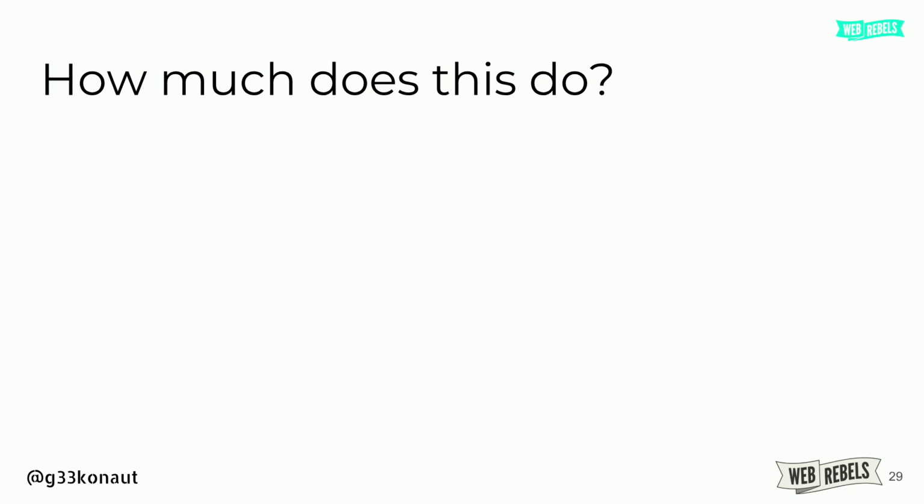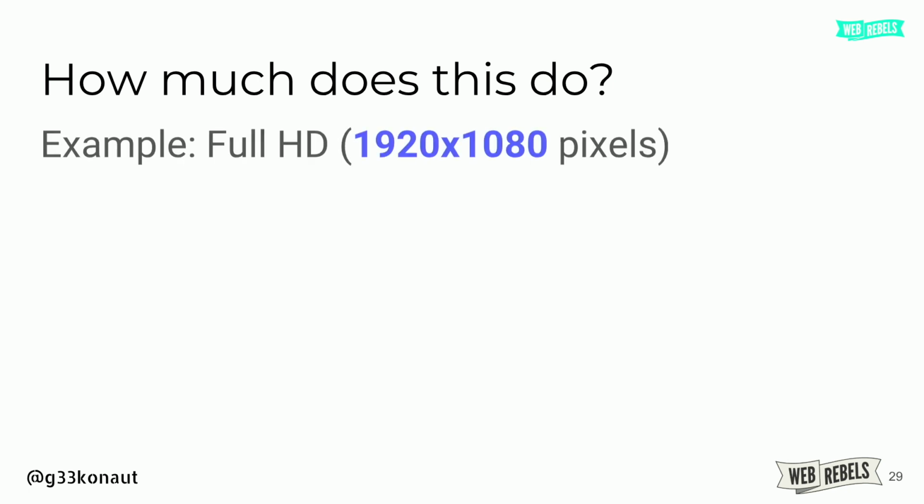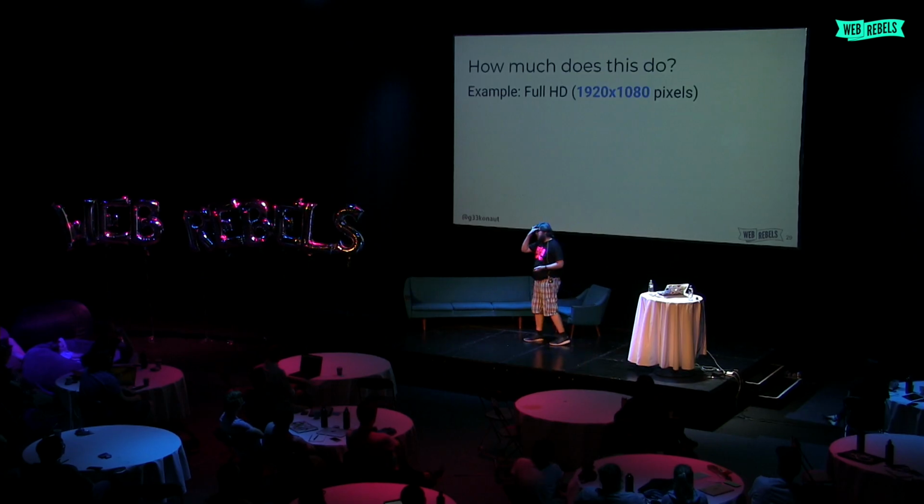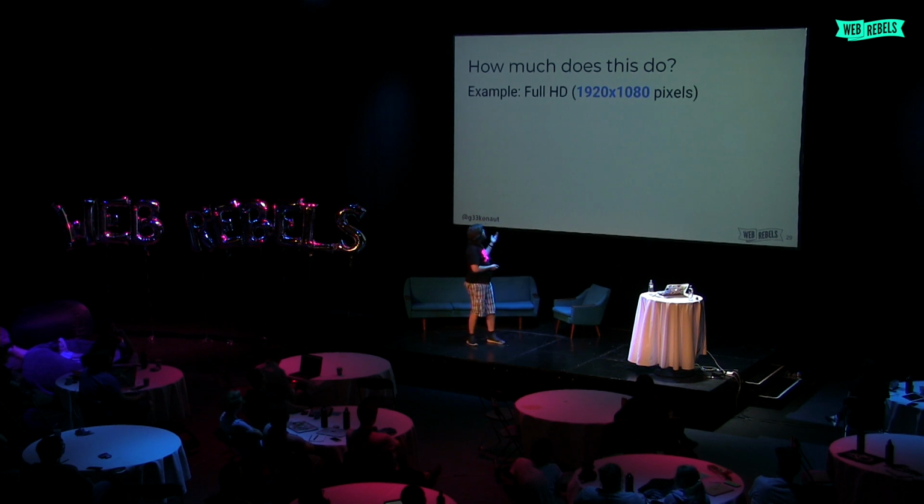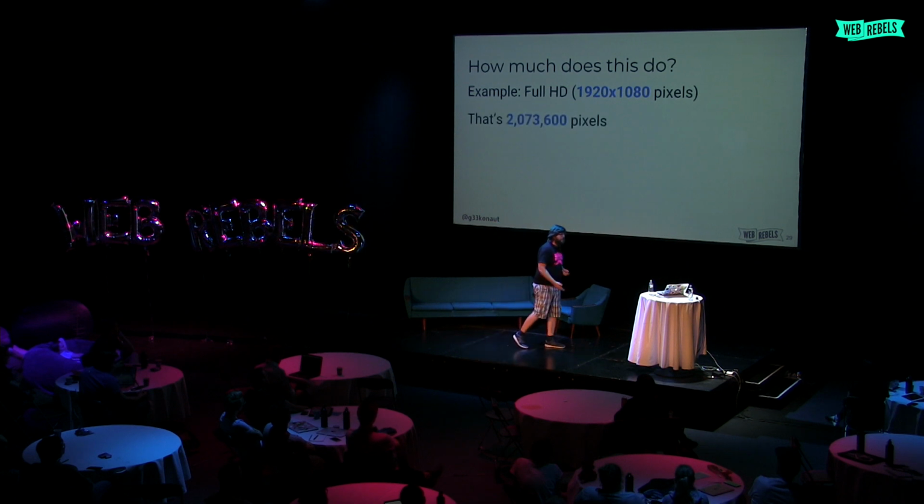But how much work is that actually? Or how much work is involved in doing that? Let's have a look at an image that is one screen, so basically a screenshot, or a movie frame or something like that. It's a full HD frame, so we have 1920 by 1080 pixels, which in turn means that we have approximately 2 million pixels, a little more.